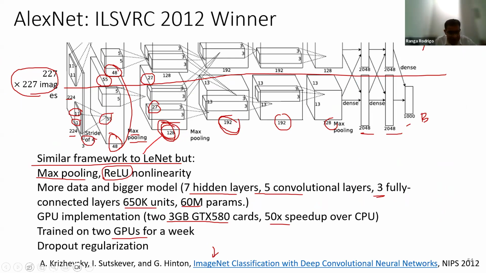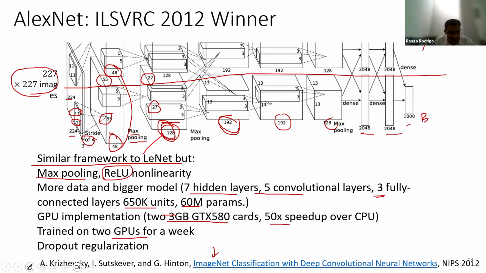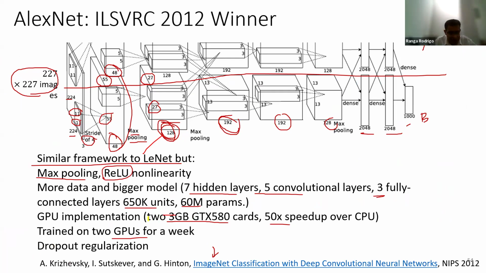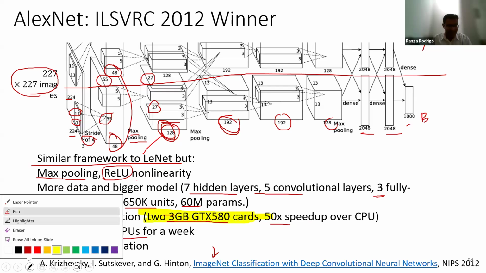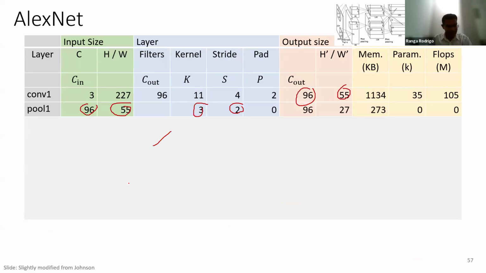See, the GPUs were there. They ran it on two 3 GB GPUs. That's one of the main advancements of AlexNet. Yeah, it's a very important observation, actually. So they worked very hard to do that.